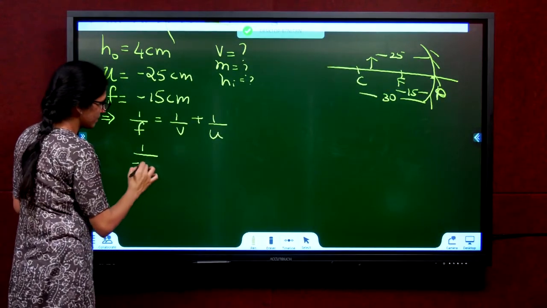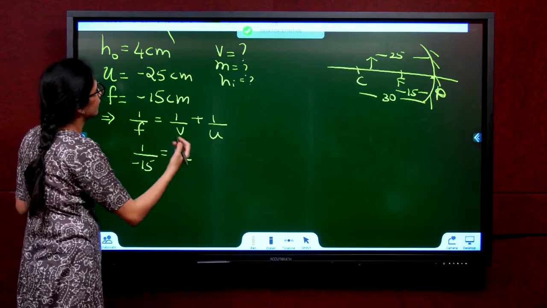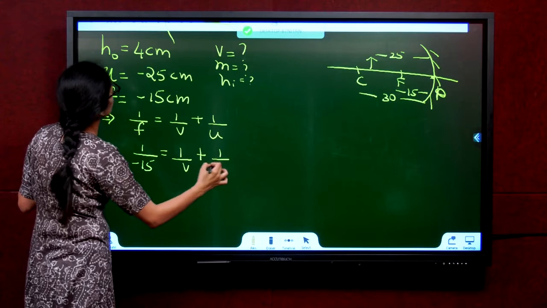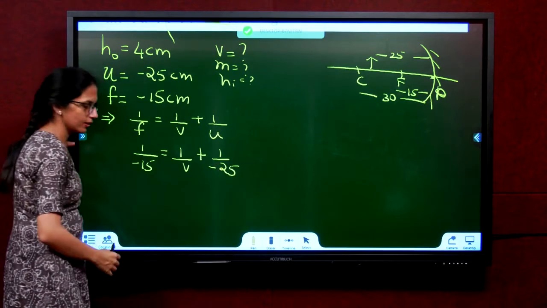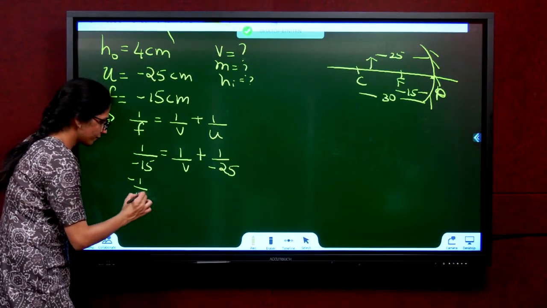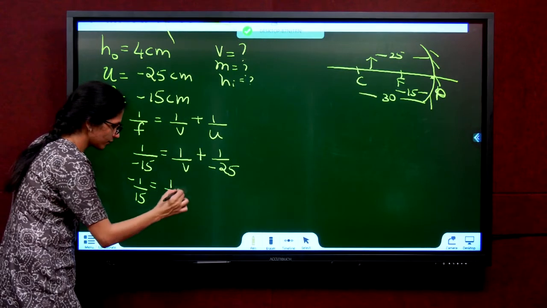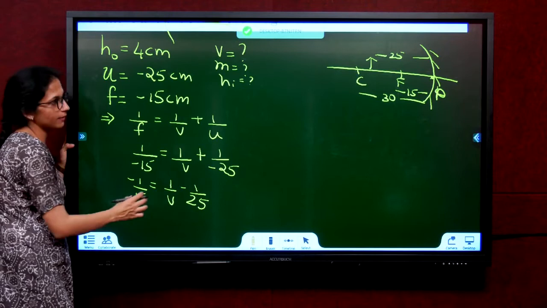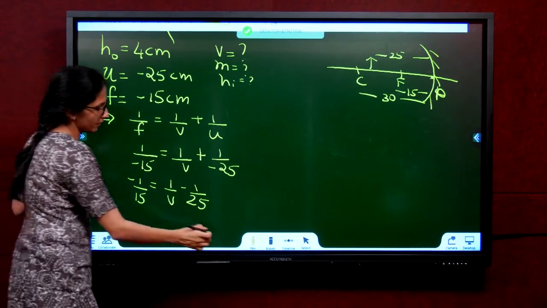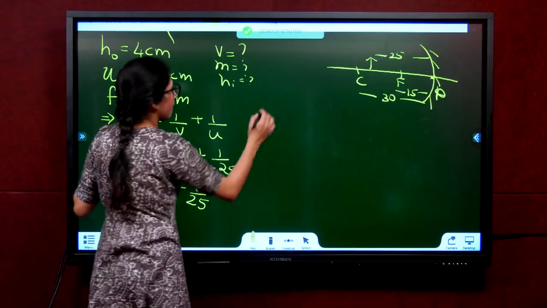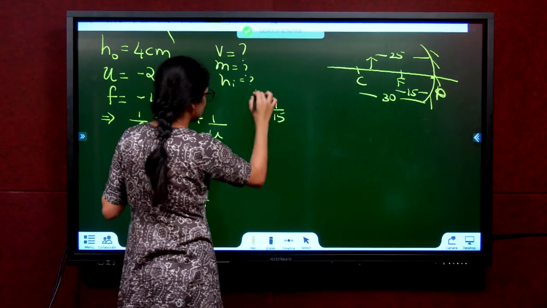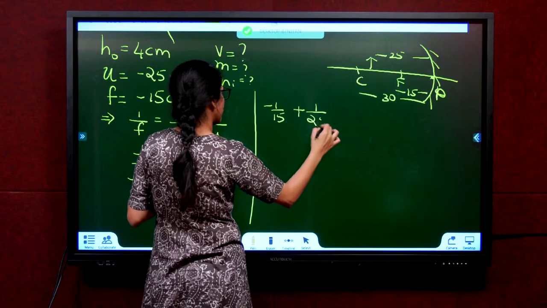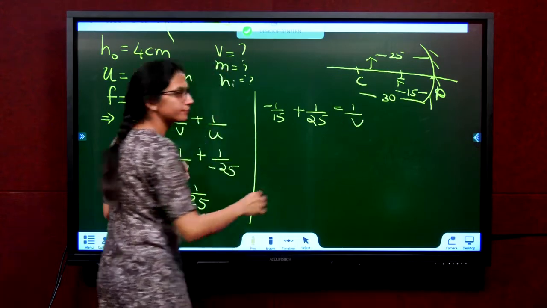1 by F, 1 by minus 15 is equal to 1 by V. V is what we want, plus 1 by U. U is minus 25. Minus 1 by 15 is equal to 1 by V minus 1 by 25. This minus 1 by 25 comes this side. If this minus 1 by 25 comes this side, what happens? Minus 1 by 15 plus 1 by 25 is equal to 1 by V.